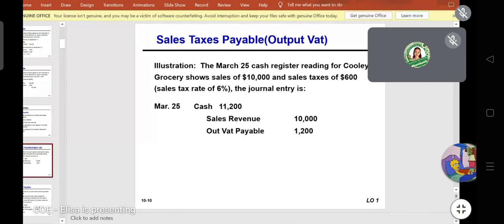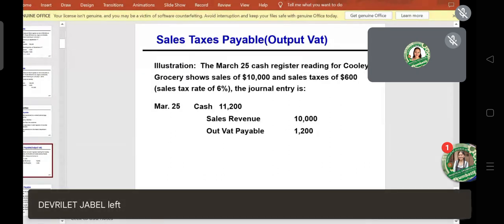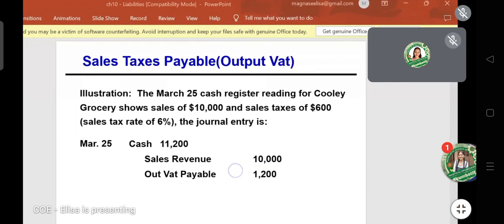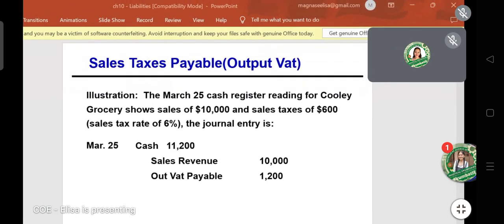Anybody from the group? Should I call a name? Richlyn, Secretariat. Richlyn. Hello, Richlyn. Hello.